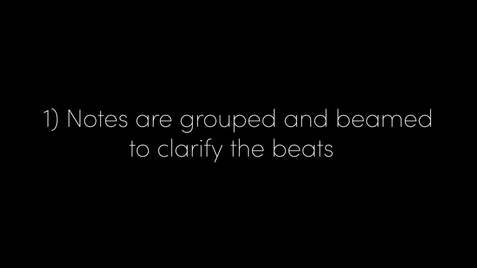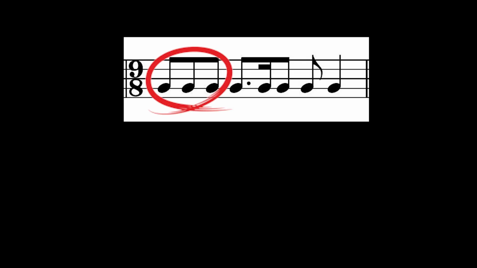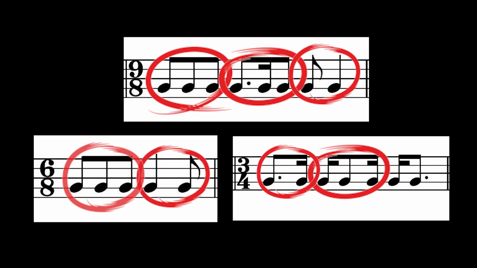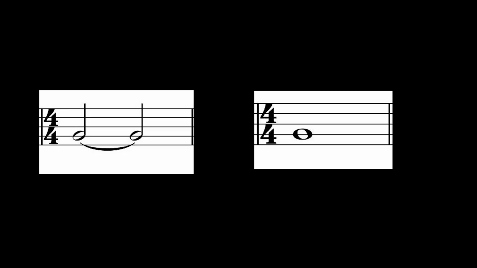The purpose of beaming notes together is to clearly show where the beats fall in the music, making it easier to read and understand the rhythm. So the first rule is group and beam notes to clarify the beats. The beams indicate that all the notes joined together belong to the same beat. When checking your groupings, a good rule of thumb is to see if you can draw an imaginary circle around each beat.